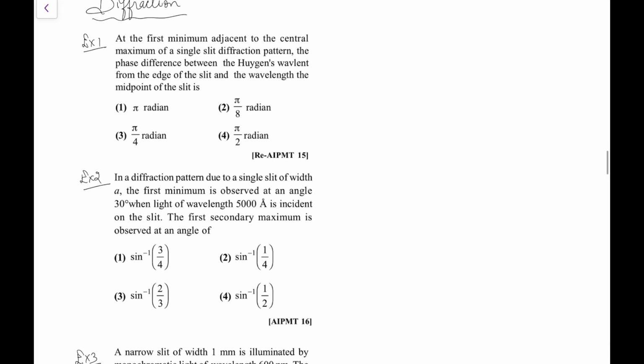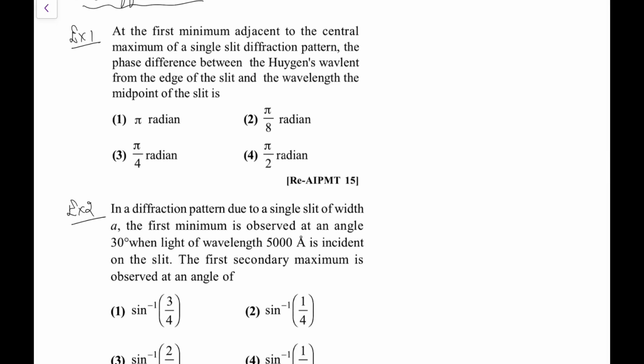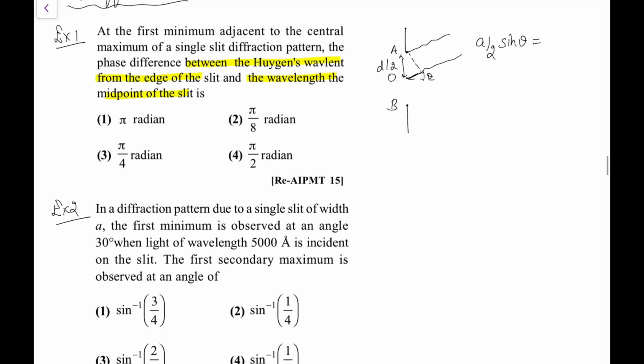Now for the diffraction part: at the first minimum adjacent to the central maximum of a single slit pattern, the phase difference between the Huygens wavelet from the edge of the slit and the wavelet from the midpoint of the slit. Now this is important. For the first minima, you remember we divide this slit into two parts, let's say A, B and O, and we say the ray going from here, the ray going from here, we take this path difference as a by 2. So you can directly say this is theta, so this path difference would be a by 2 sine theta, and we say this should be equal to lambda by 2 because it is a minima.